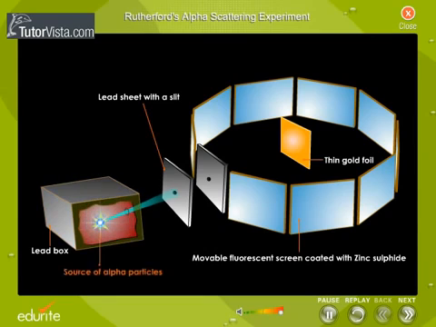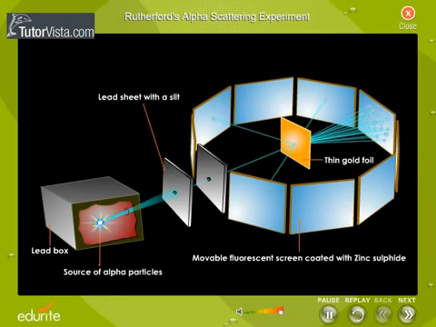The radioactive source, rich in alpha particles, was kept in a thick lead block with a narrow opening. The alpha particles were confined to a narrow beam by passing them through a lead sheet with a slit. An extremely thin foil of gold was bombarded with these fast-moving alpha particles.